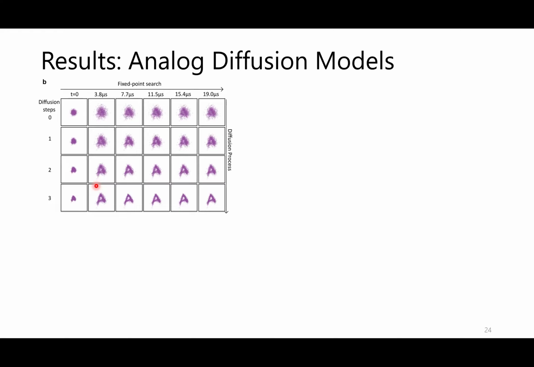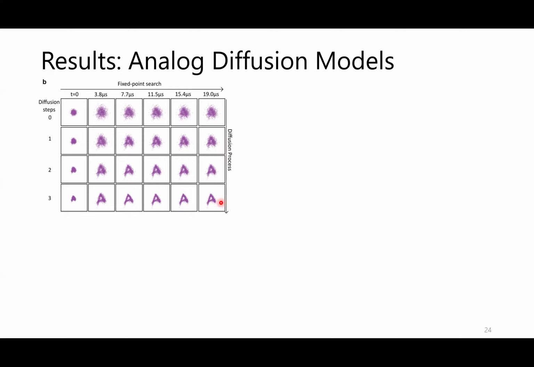So what actually happens here is you can see the start of the process. We're trying to generate the letter A. We start off at time t equals 0 and run a fixed point search, which gets us slightly closer to the A. Then we pass that back and go to the next diffusion step and run a fixed point search on the hardware again, and keep going until eventually we get to our letter A.